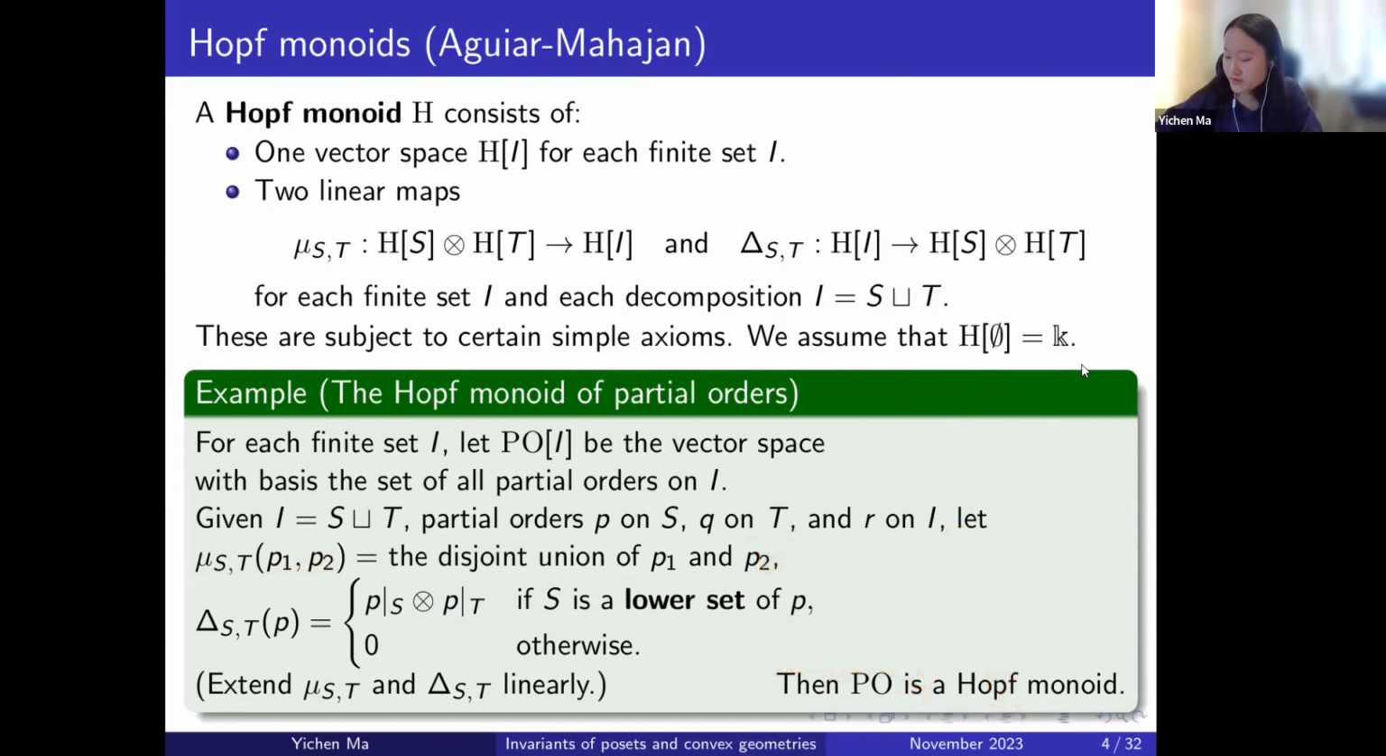The coproduct is defined by a tensor product of restrictions if S is a lower set of P, and zero otherwise. Those operations are defined on the basis elements of PO[I], so to obtain the general operations, we only need to extend the multiplication and comultiplication linearly. Indeed, PO[I] with the multiplication and comultiplication admits a Hopf monoid structure.